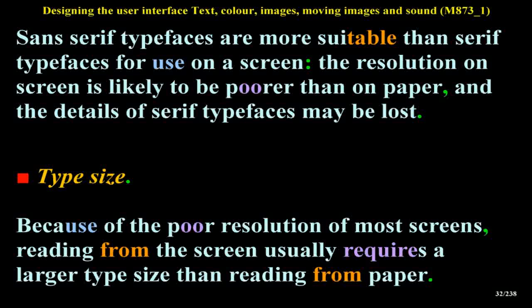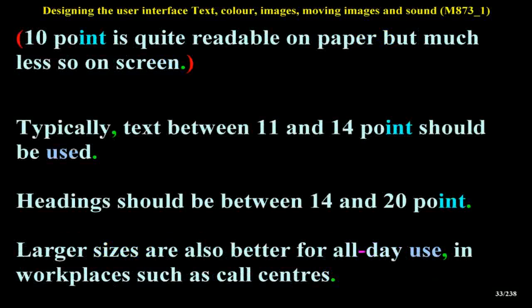Type size. Because of the poor resolution of most screens, reading from the screen usually requires a larger type size than reading from paper. 10 point is quite readable on paper but much less so on screen. Typically, text between 11 and 14 point should be used. Headings should be between 14 and 20 point. Larger sizes are also better for all-day use.